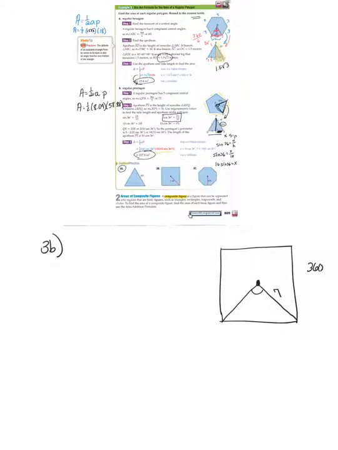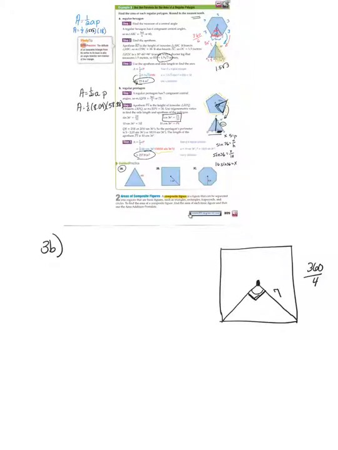Okay, let's look at 3B now. Let's draw this a little larger. We have a square because it's a regular polygon. A regular polygon would have to be a square if it's a quadrilateral. The radius is 7, so I've got another radius in here, and this angle right here is going to be 360 divided by 4 since I have 4 sides.